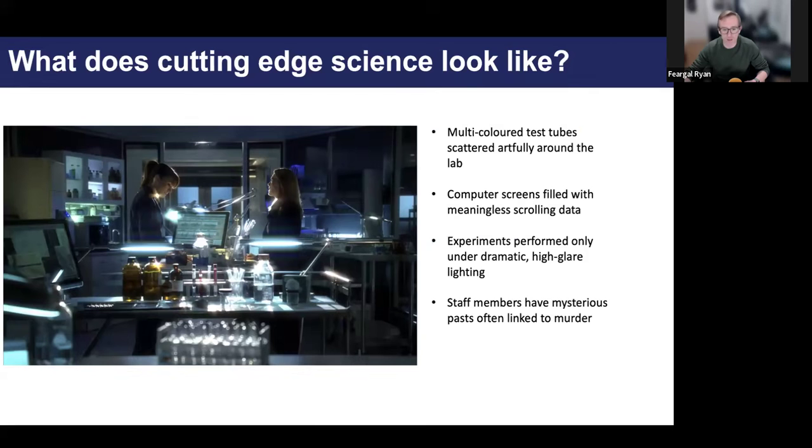If you're watching a TV show and you're seeing them doing science, something like CSI or some medical drama, you'll often see something like this. It's got the multicolored test tubes. There's different sorts of vials and liquids around the lab. There's these sort of readout or real-time data being generated on a computer. Really ridiculous mood lighting. No one could actually work under these conditions. And several staff members will have mysterious pasts. But in reality, this isn't quite the case.